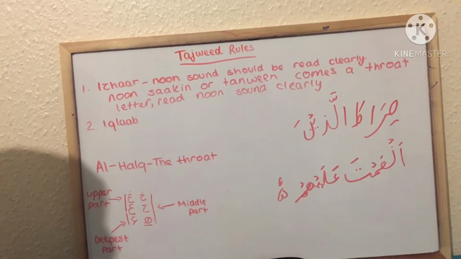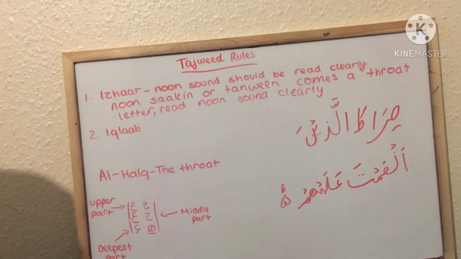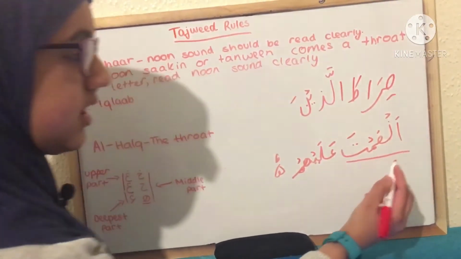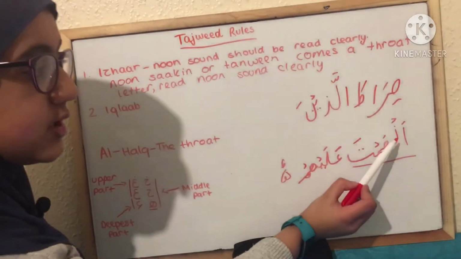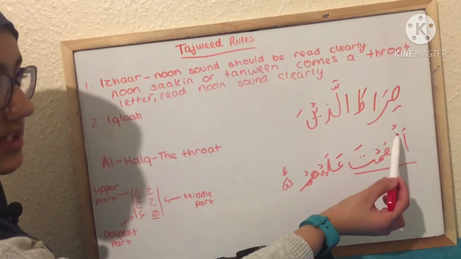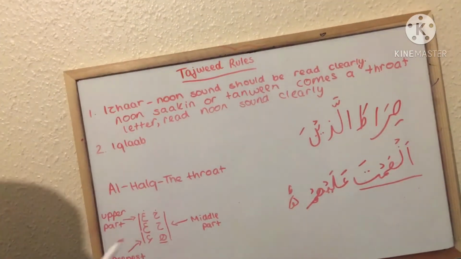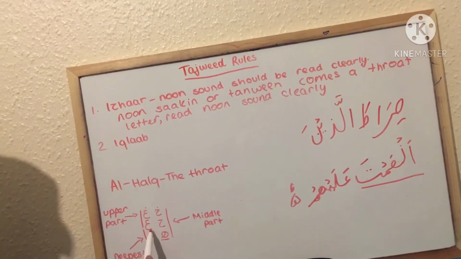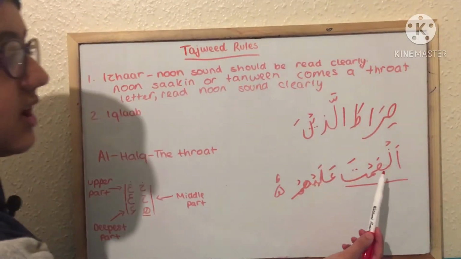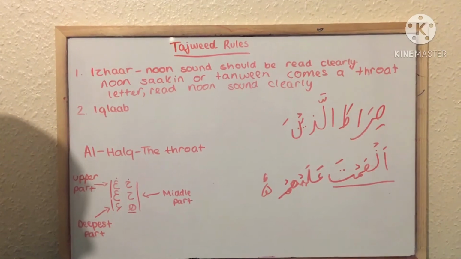Some of you might be thinking that it could be this sign because that's a throat letter, but no, that is not the case. It's this bit here, an'amta. This is a noon, and after noon sakin or tanween, there's a throat letter. So the throat letter here is the ayn, which is from the middle part of the throat. So in an'amta, the noon sound would be read clearly.